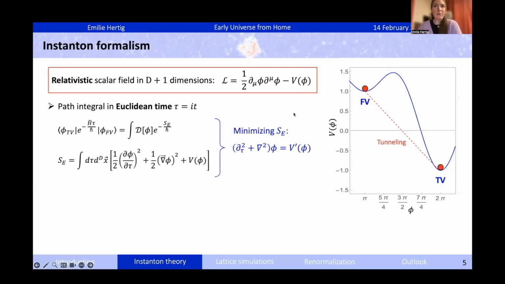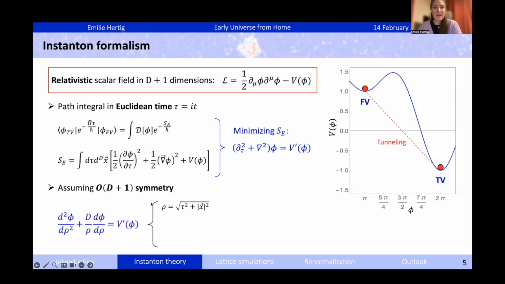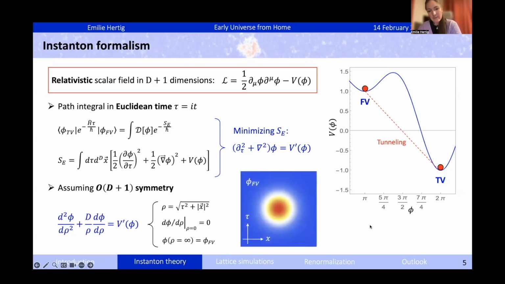Now, to solve it, we assume O(D+1) symmetry, and we set the relevant boundary conditions to ensure consistency at rho equals 0, as well as locality of the phase transition. And our solution ends up looking this way. This is for just one spatial dimension. Here in the center of the bubble, we are close to the true vacuum, and as rho increases far away from the nucleation site, we go back to the false vacuum.